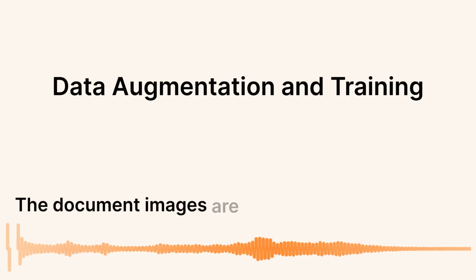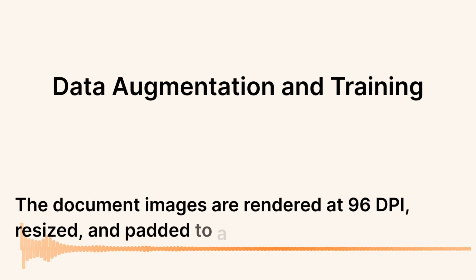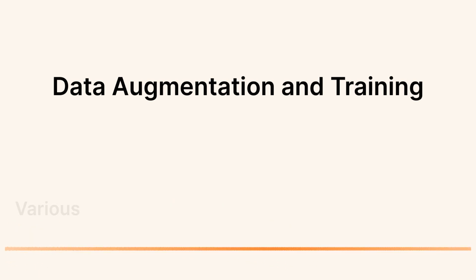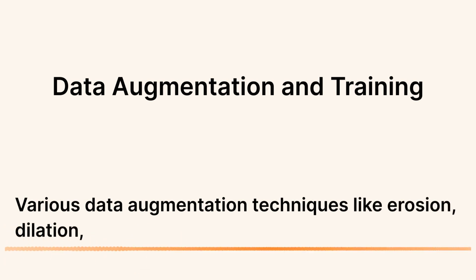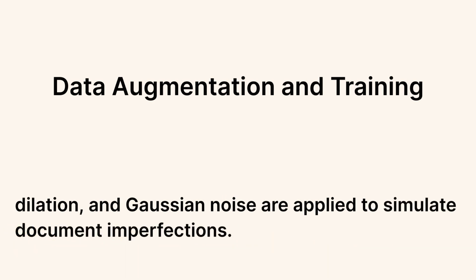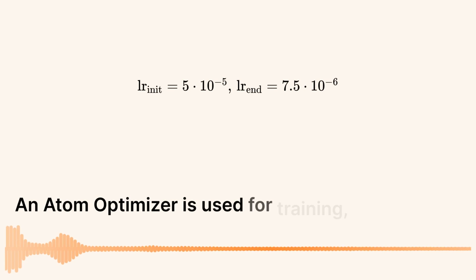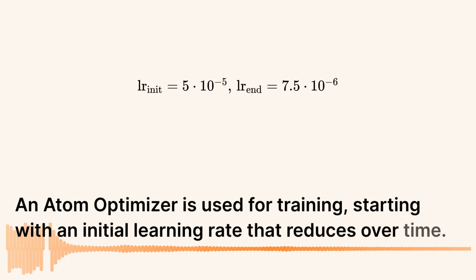The document images are rendered at 96 dpi, resized, and padded to a fixed input size. Various data augmentation techniques like erosion, dilation, and Gaussian noise are applied to simulate document imperfections. An Adam optimizer is used for training, starting with an initial learning rate that reduces over time.